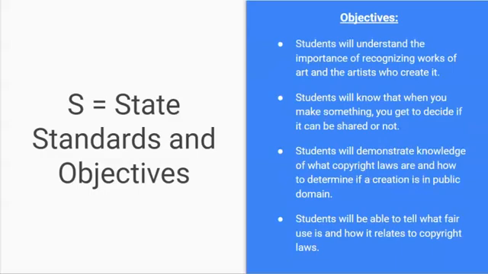These are the objectives that the students will learn today. Students will understand the importance of recognizing works of art and the artists who create them. Students will know that when you make something, you get to decide if it can be shared or not. Students will demonstrate knowledge of what copyright laws are and how to determine if a creation is in the public domain. Students will be able to tell what fair use is and how it relates to copyright laws.